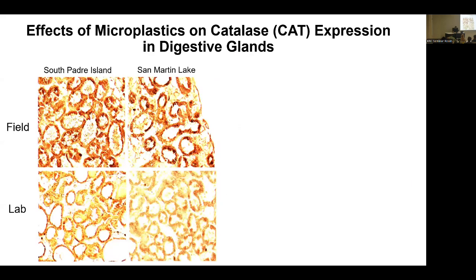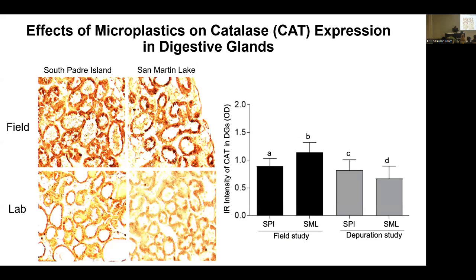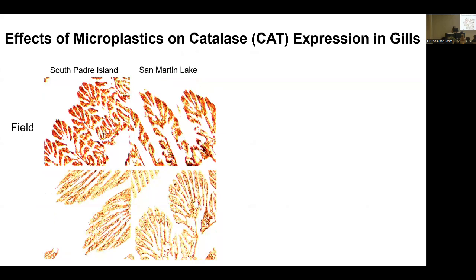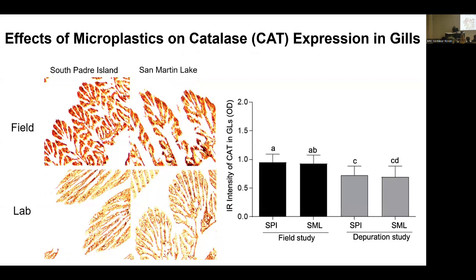You can see it a little bit clearer in my CAT. So I did SOD and CAT, which are my 2 types of antioxidants. This one was a little bit more significant as opposed to the SOD. I'm not really sure why. But my field study did have a higher IR intensity, the CAT expression, than my depuration. The same can be said for my gills as well, as we can see here. Not as significant as my digestive gland, but it still goes along with our hypothesis that my field oysters are working a little bit more to produce these antioxidants to combat the more stress that they're under.